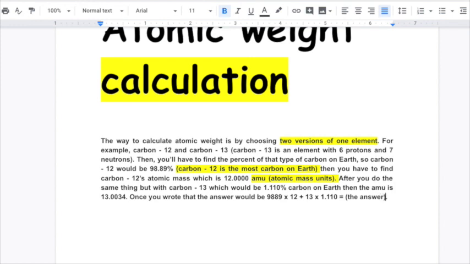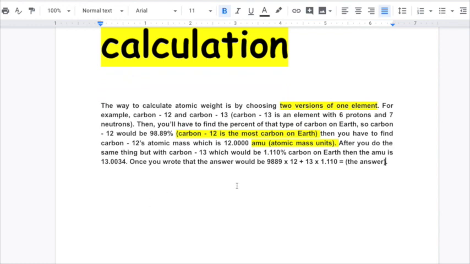But anyways, the point is that's how you do it. So you see the percentage of Earth it has, and then you see the atomic mass, and you add that with your second element, and that's basically the formula. So the formula is percent on Earth, let me just say Earth, times AMU, and then we'll plus it.